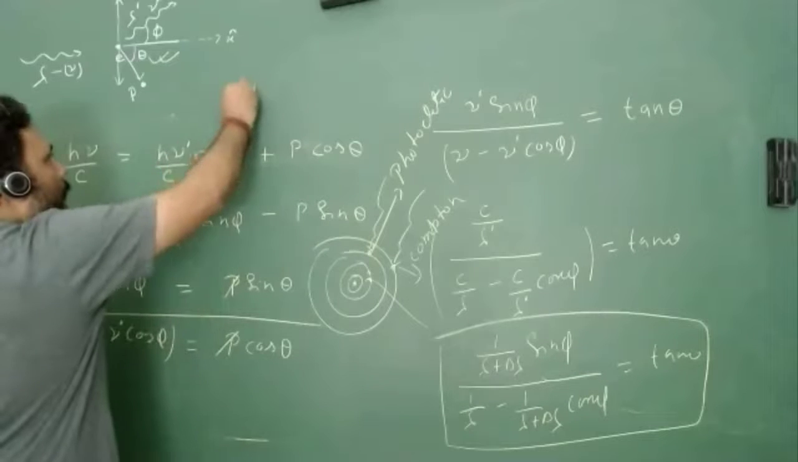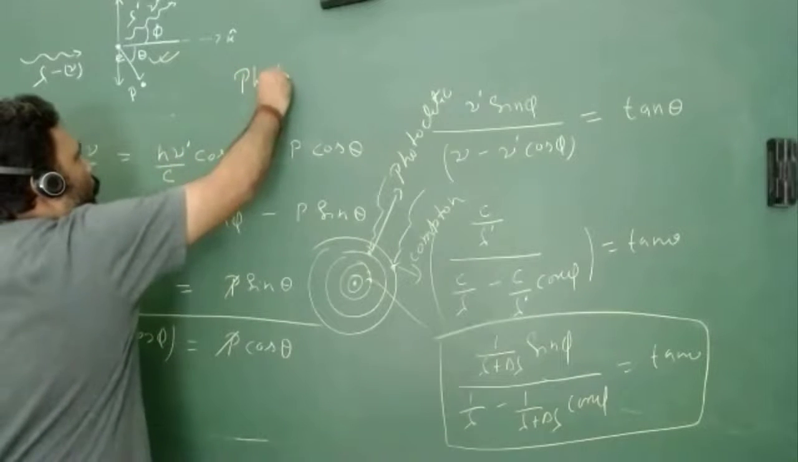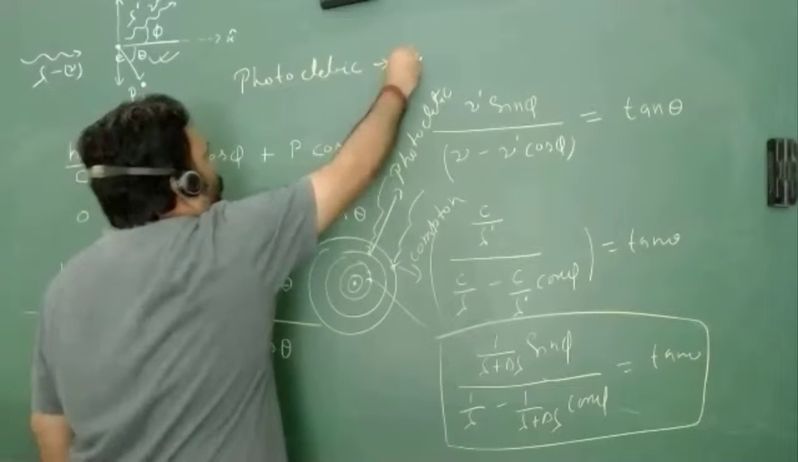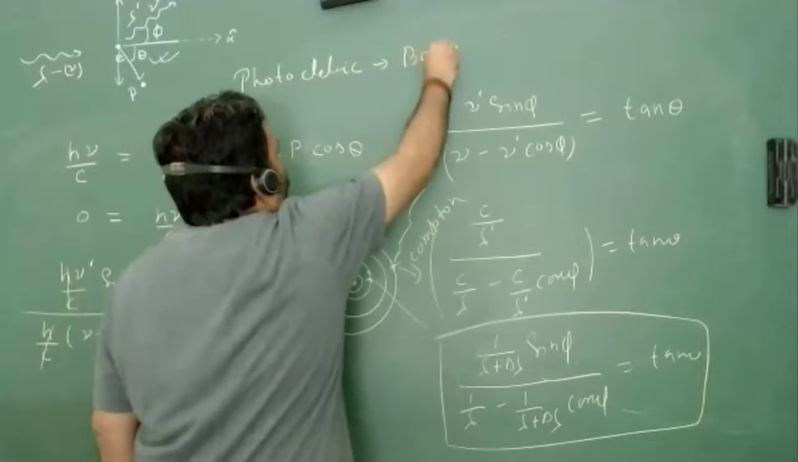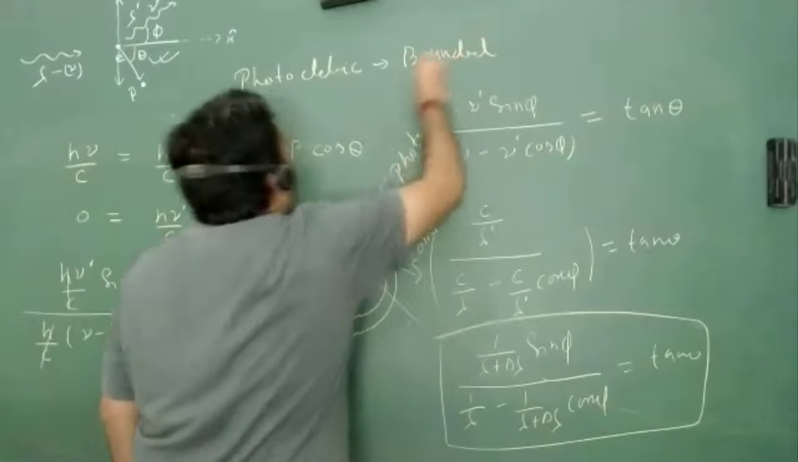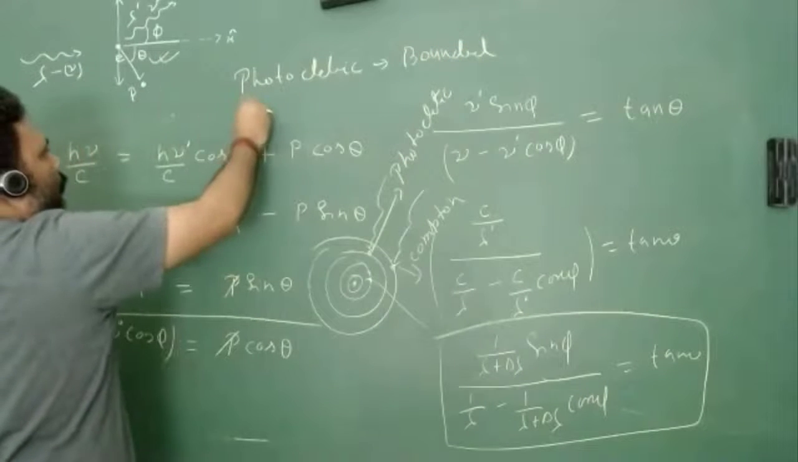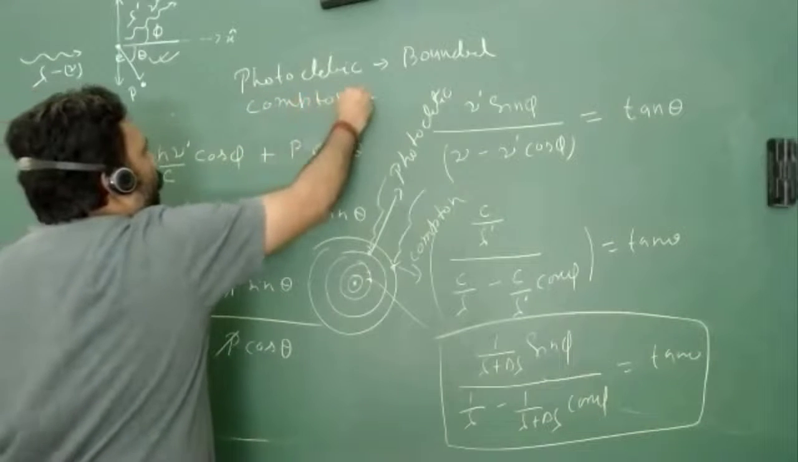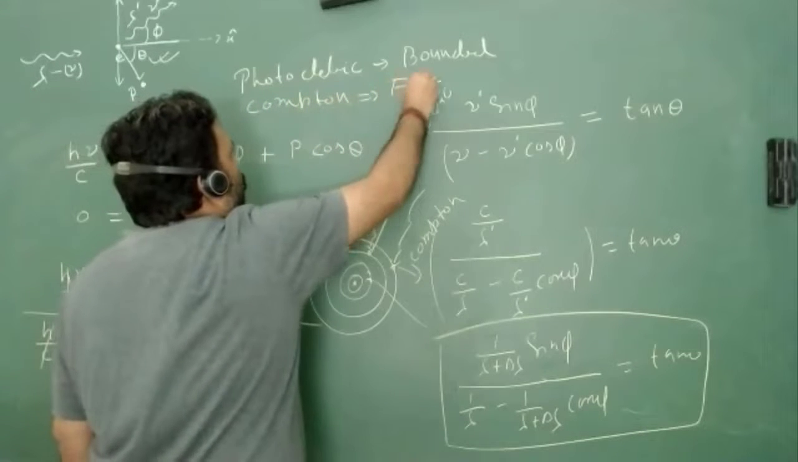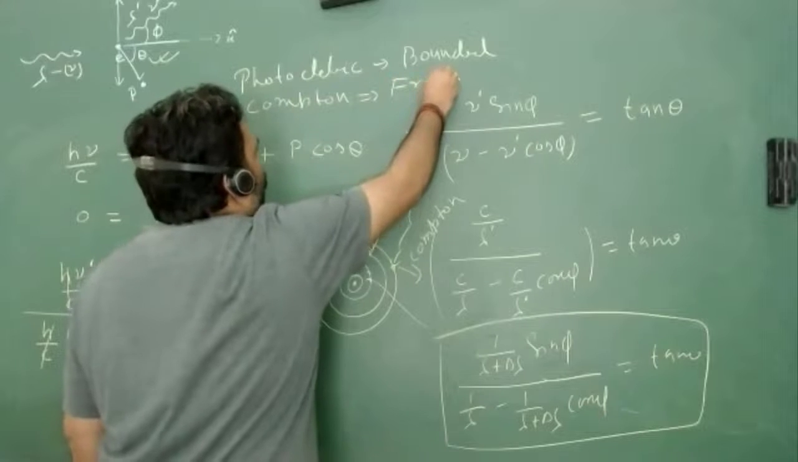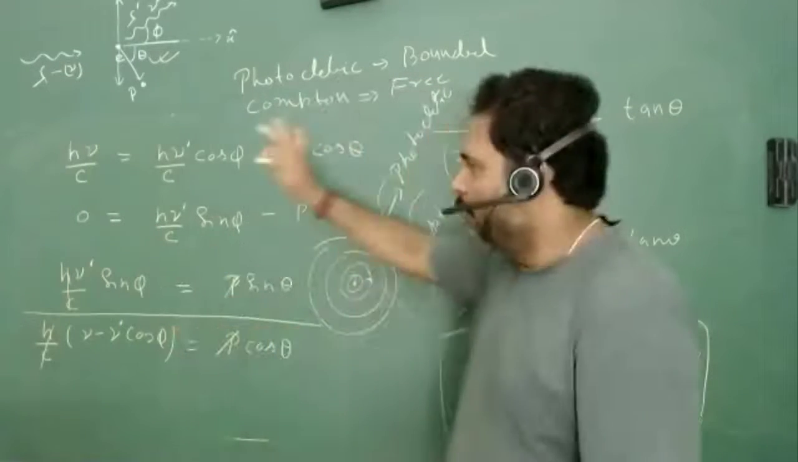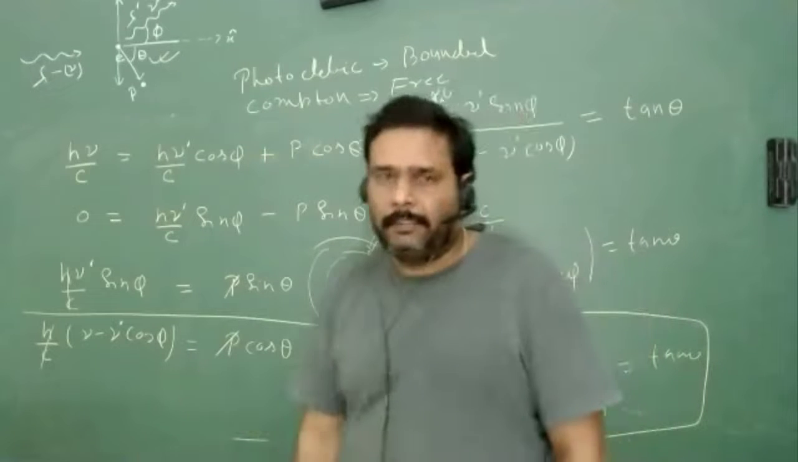So I can write: photoelectric will tell about the bound electron, and Compton effect for the free electron. You can use this word in the ideal sense, but nothing is ideal. There are a lot of things, but we are just going for the very basic nature of this.